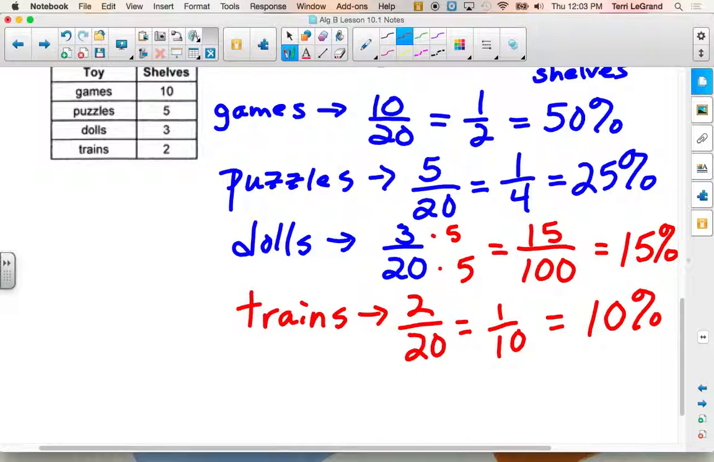Okay, what should be true about our percents? They better add up to 100, you better make a whole circle, right? So 50 plus 25 is 75, plus 15 is 90, and add 10. It's a bit easier to go from the bottom: 10 plus 15 is 25, 25 plus 25 is 50, 50 plus 50 is 100. Yep. Okay, so that's what you will be doing in this lesson.